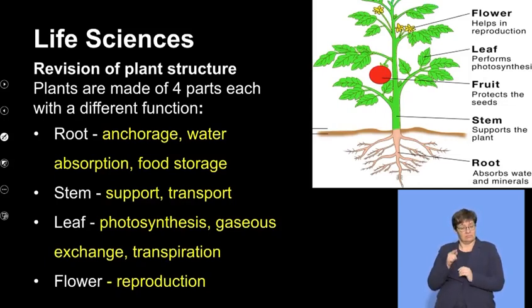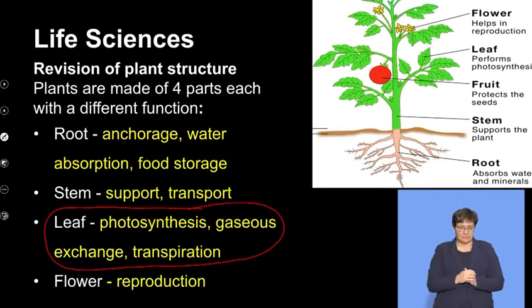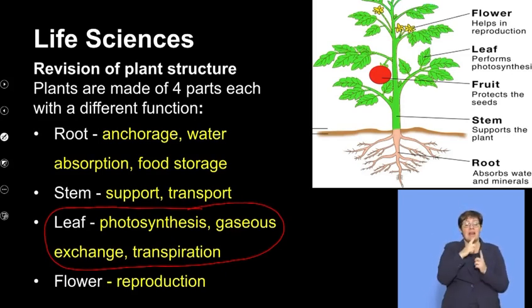To set the scene, we need to revise the structure of a plant. Right from primary school, you know plants consist of roots, stems, and leaves. And earlier on, we looked at the functions of these different parts, and we're now going to be focusing on what a leaf does. The three functions of a leaf: photosynthesis, gaseous exchange, and transpiration. And to be able to do those three functions, the leaf has to be specially structured so it can carry out all three of them. So let's have a look.